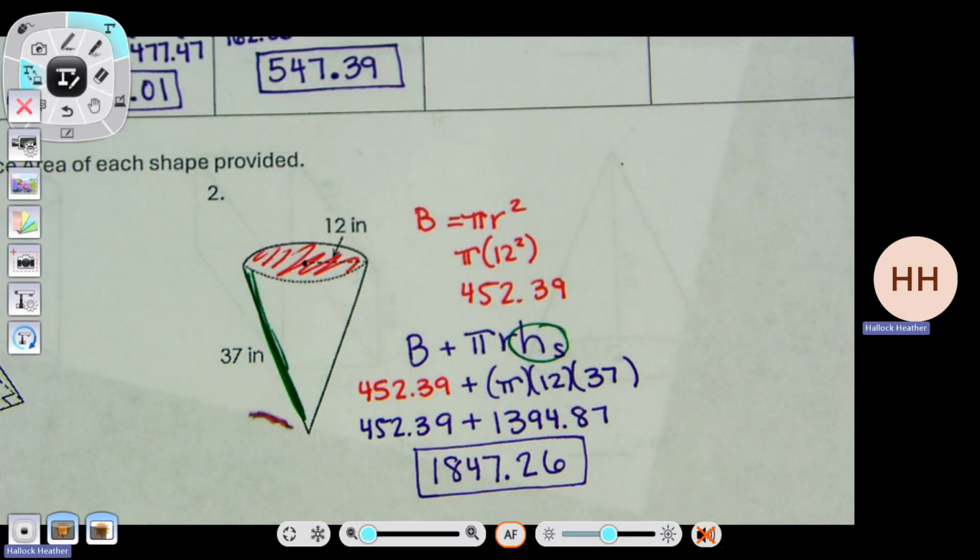We are going to finish the last 2 shapes tomorrow, because I don't want to make your brain mush, okay?